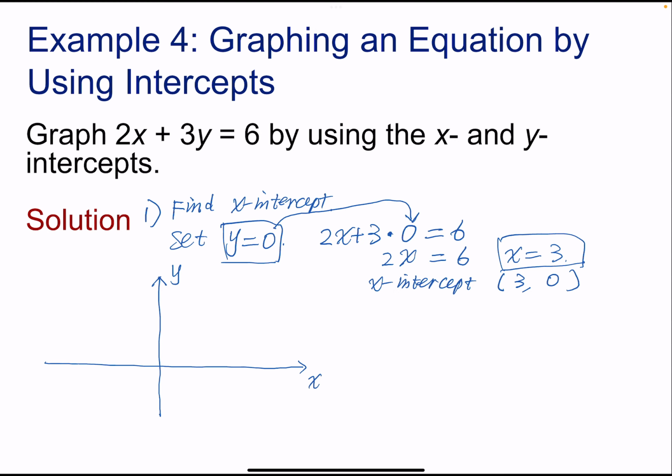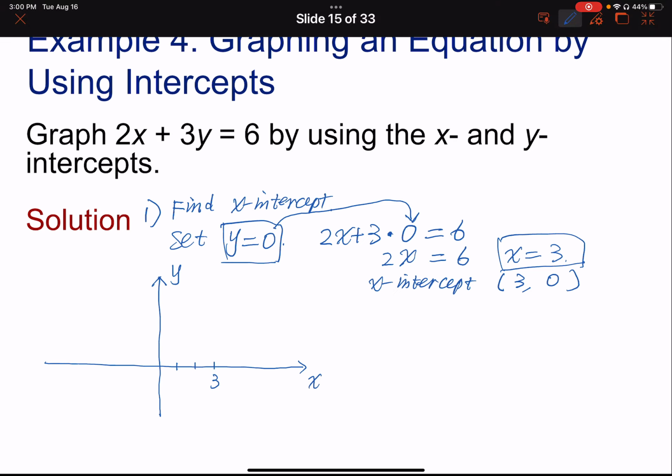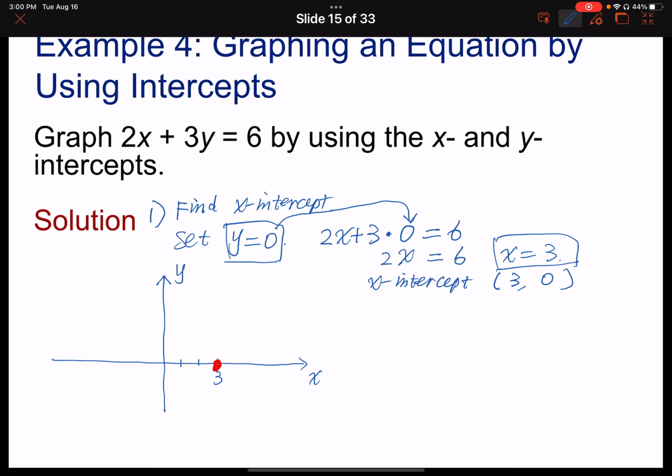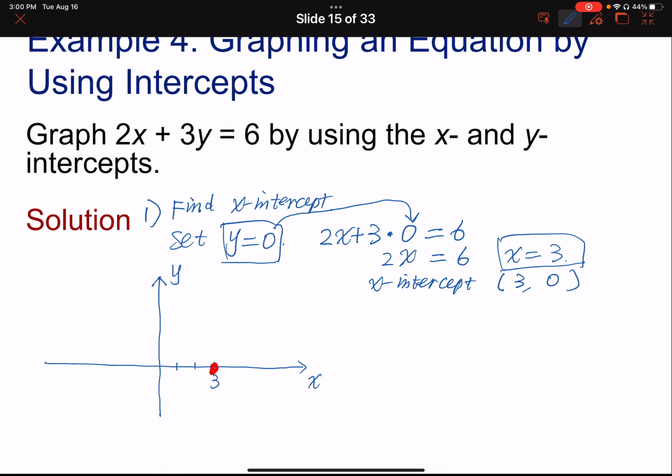So let's find the x-intercept. It's (3, 0). So 1, 2, 3. Let me use a color. So this is the point (3, 0). Okay, let me change back to blue. Now let's find the second step: find the y-intercept.